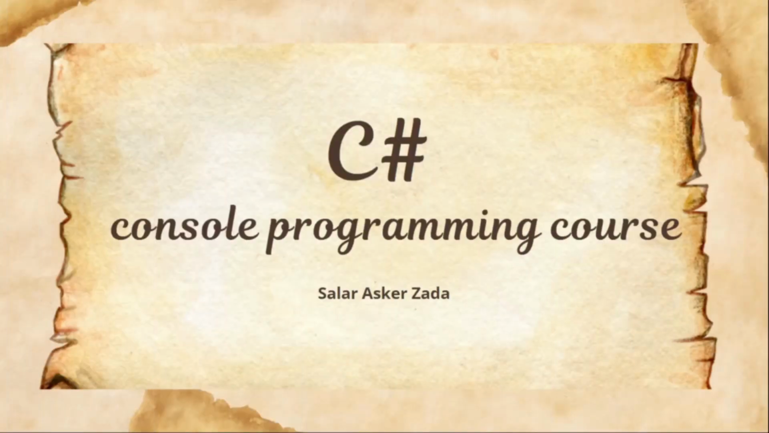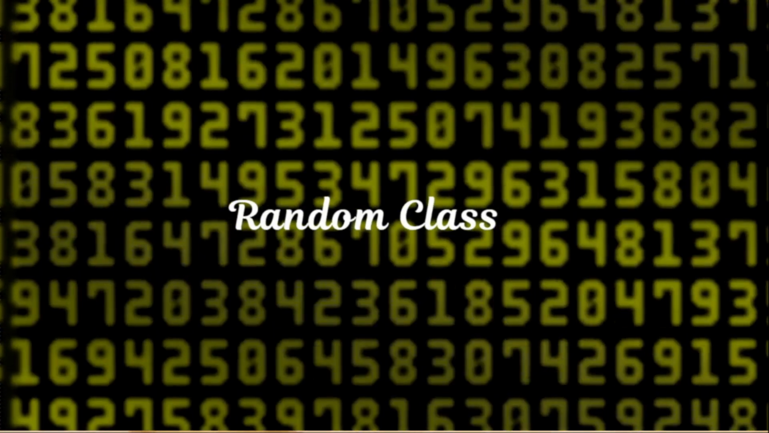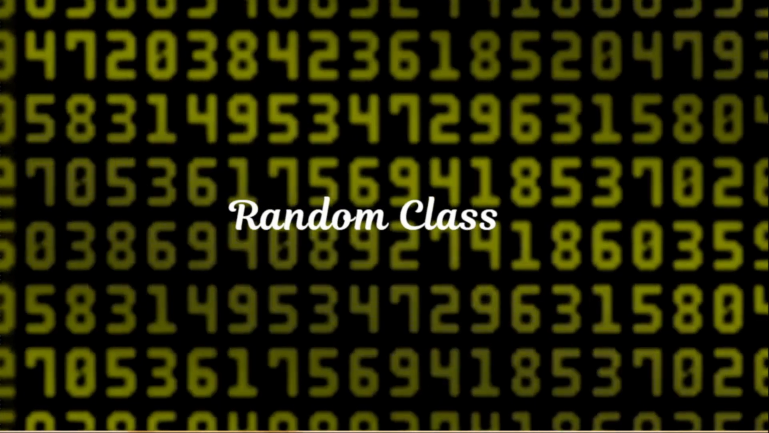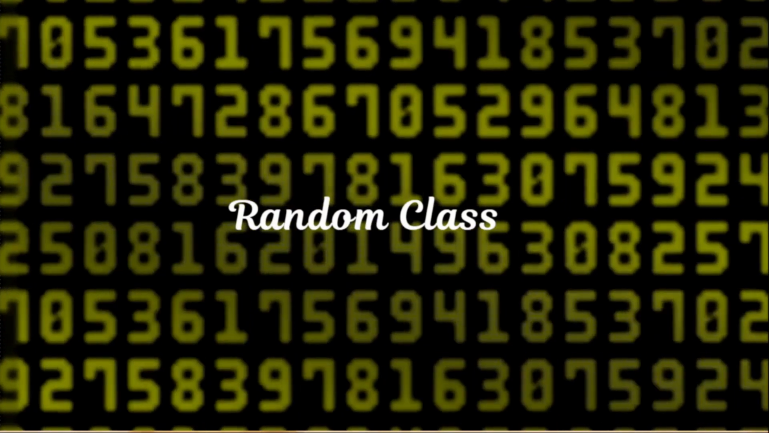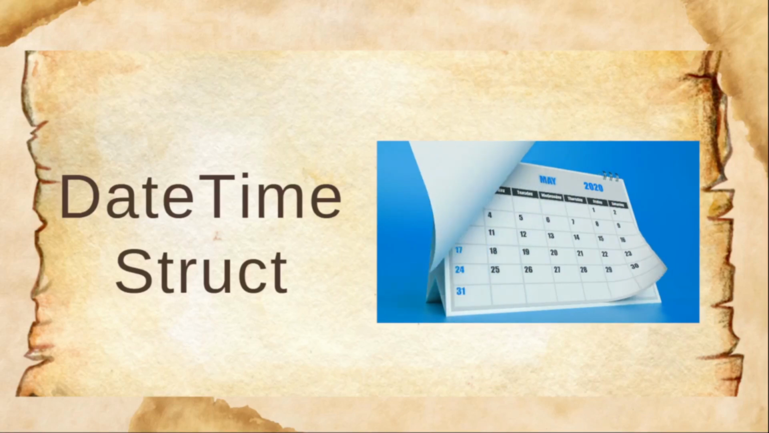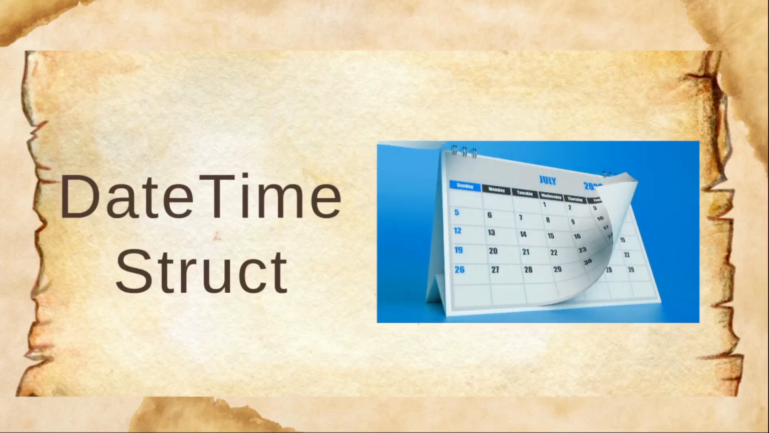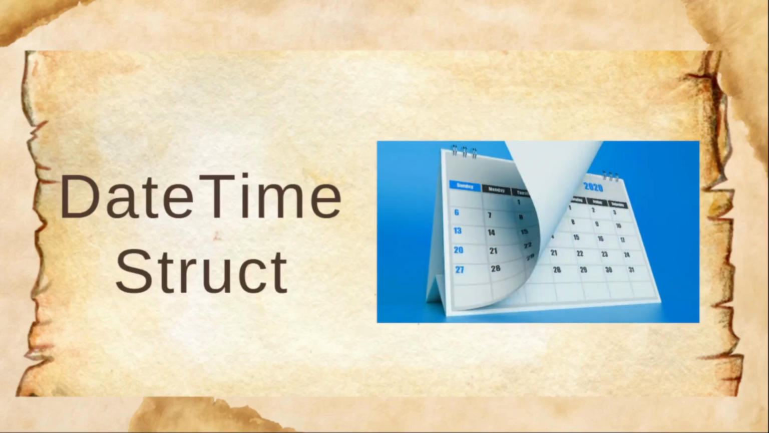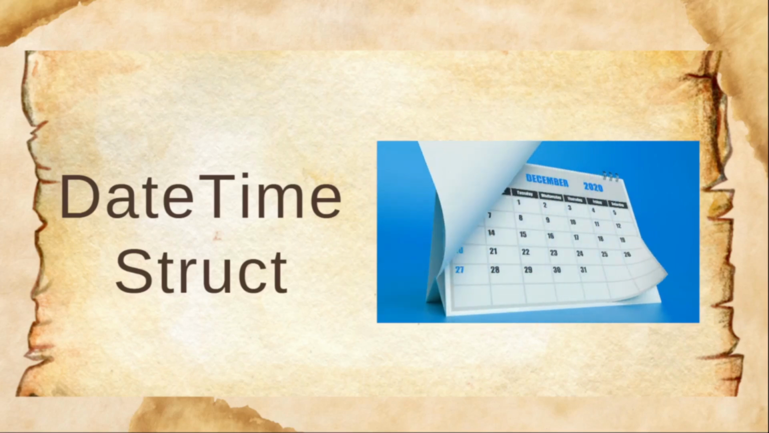We are learning C Sharp step by step. In the last lecture, we learned to work with the Random class. We learned to generate random numbers, both integers and floating points. And in this lecture, we are going to learn another interesting and important tool which is called DateTime struct. DateTime struct is used to work with the date and time in the application.